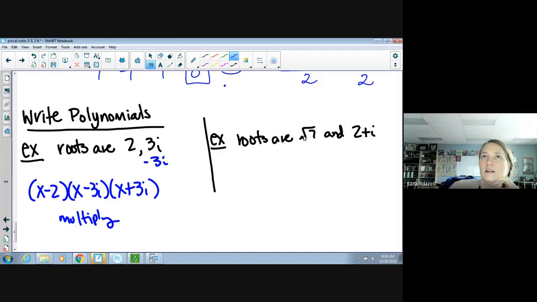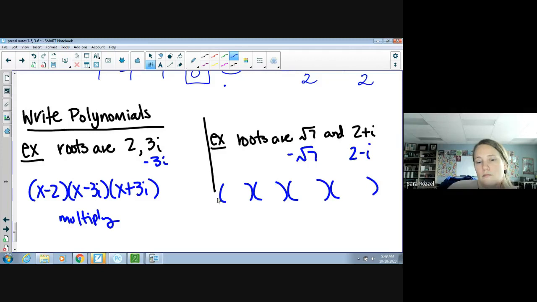And on this one here, we have root 7 and 2 plus i. Root 7 can't stand alone. It also needs a negative root 7. And if you have 2 plus i, you can't just have 2 plus i. You also have to have 2 minus i. Okay. So what looked like could just be 2 roots ends up being 4. So we need 4 sets of parentheses. x minus root 7, x plus root 7.